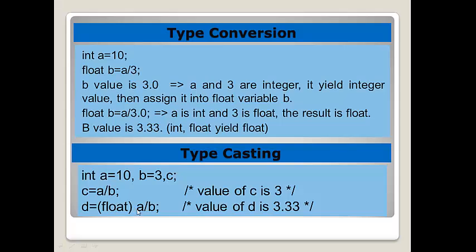But A is always integer. After the expression, A has only 10, not 10.0. A is an integer variable. In this area only, it takes the value 10 and converts it into float. So 10.0 divided by 3 gives 3.33. If D is declared as float, 3.33 is assigned to D.